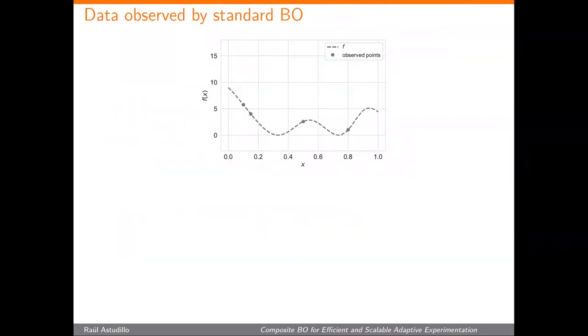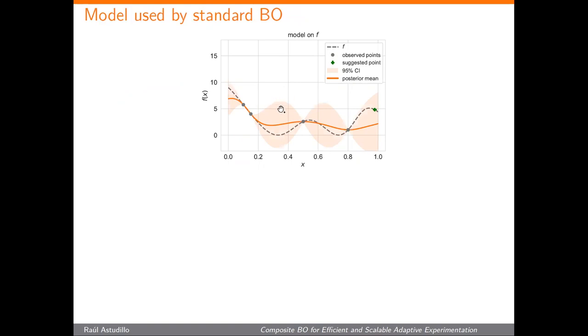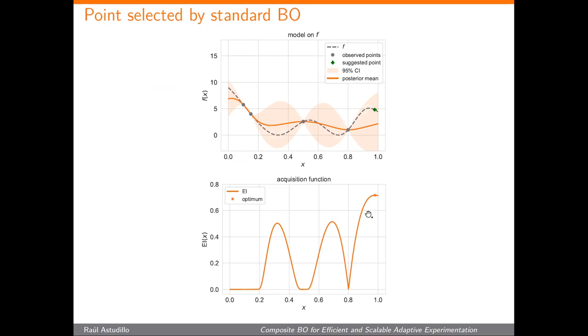Let's see what standard Bayesian optimization will do when solving this problem. It uses observations of the objective function and builds a Gaussian process distribution, which in turn gives rise to the acquisition function. In this case, the acquisition function, expected improvement, is telling us to evaluate around here. This decision is not terrible because we are reducing uncertainty in this region, but we could definitely make a much better sampling decision. In particular, we are not improving over the best known solution. Recall that this is a minimization problem, so the best solution is this one.